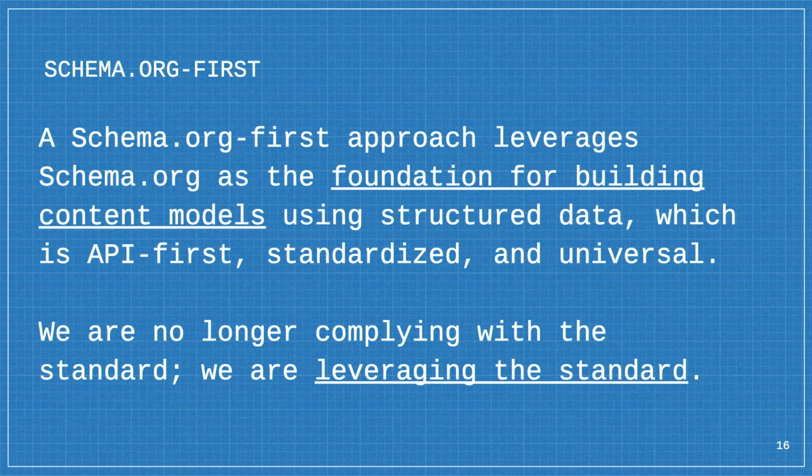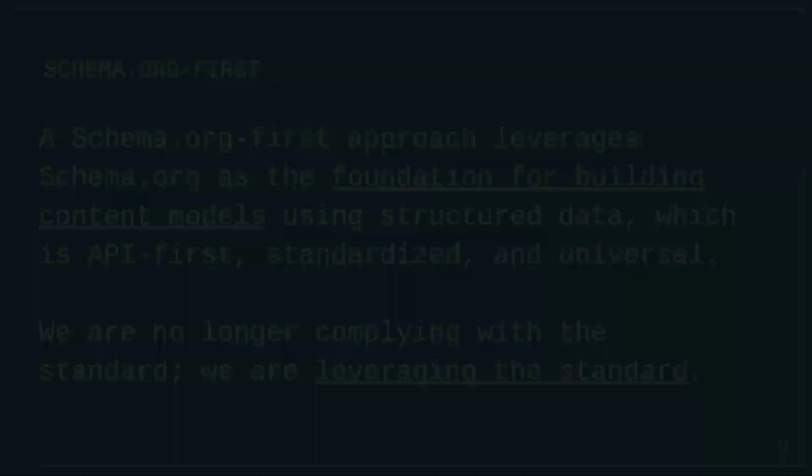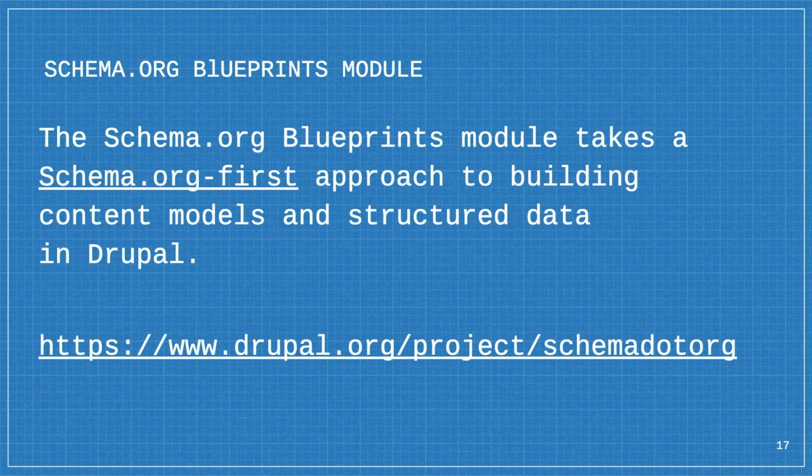And the Blueprints module is taking a schema.org first approach, which leverages schema.org as the foundation for building content models using structured data, which is API first, standardized, and universal. We are no longer complying with the standard, we're leveraging it. In our community, we do have a Metatag schema.org module, with which you build your own content architecture and then you try to just map it to schema.org. And it doesn't always work. And frankly, you built your own content model and reinvented a wheel that was already built, which is schema.org. And the Blueprints module takes that schema.org first approach and brings it into Drupal to build our content models and structured data.